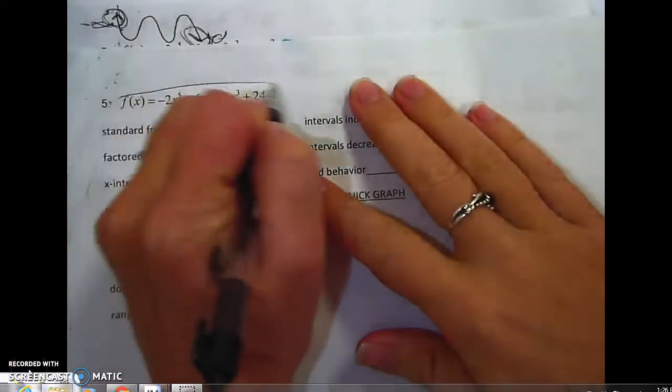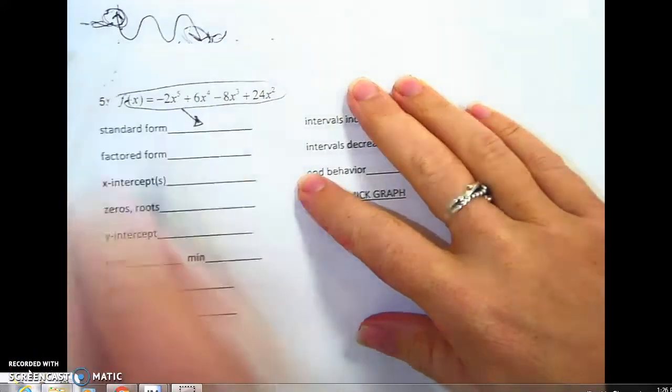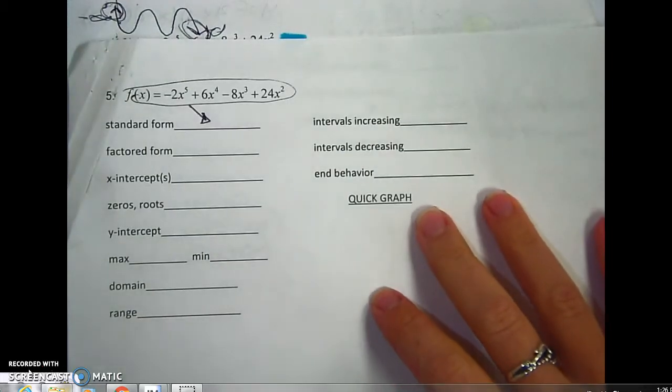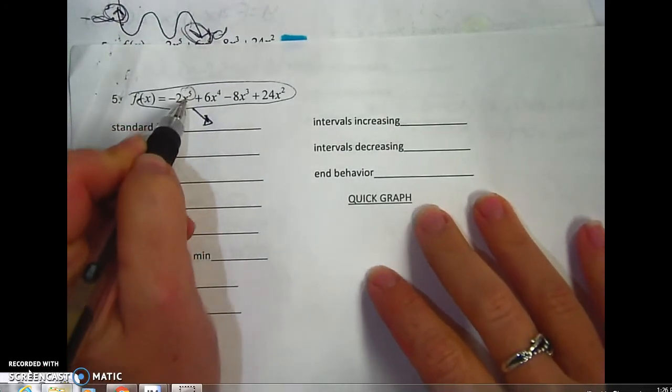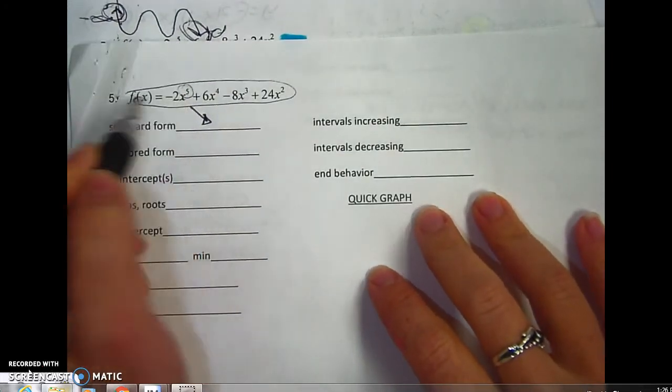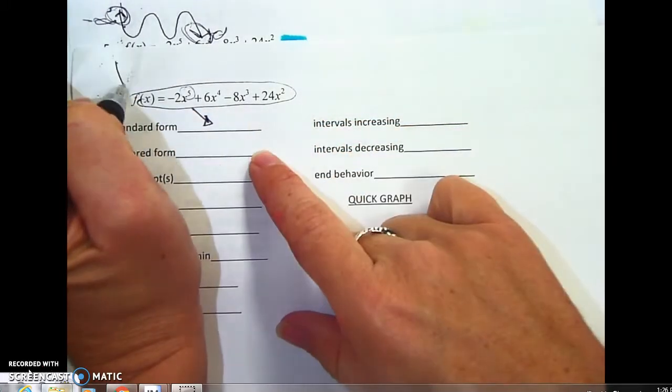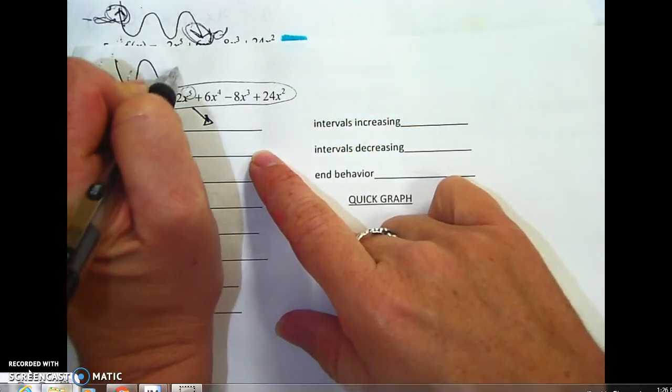So standard form, it's already written, so I'll write it right there. I feel like I can do the domain and range maybe. When I see it's to the 5th power, it reminds me of a line. A line starts from the bottom, but it's negative, so it starts from the top. 1, 2, 3, 4, 5.